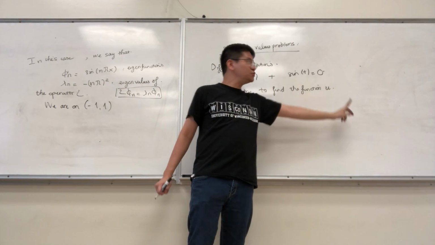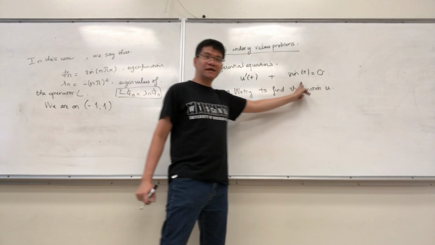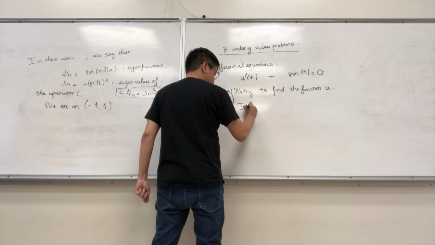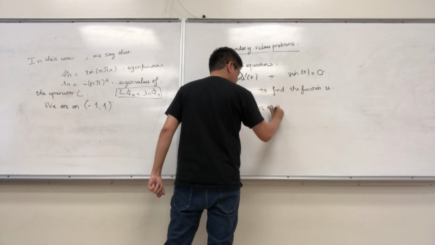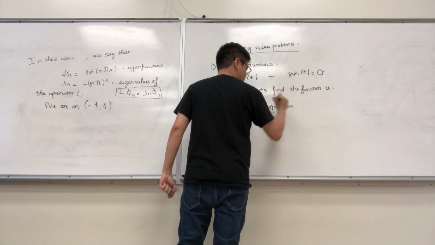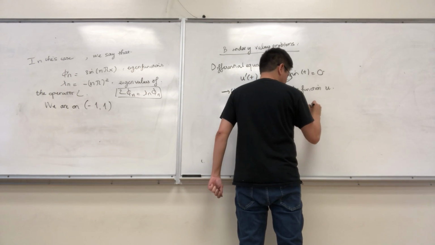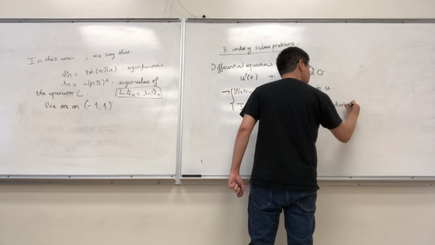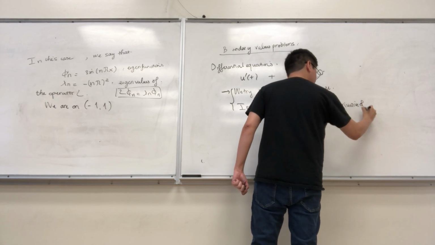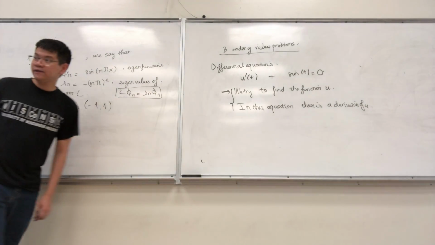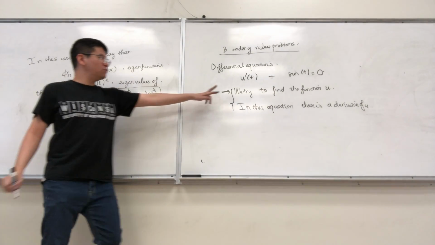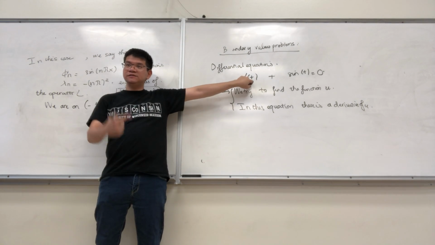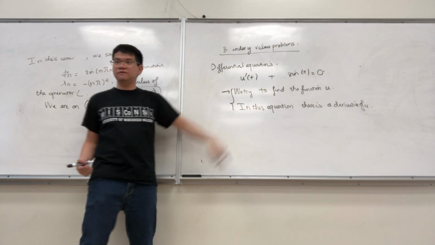So we try to find a function u such that u prime of t plus sin(t) is 0, and in this equation there is one derivative. All right. So in this equation, you solve for one function, and in the equation you have one derivative. This is called a differential equation.